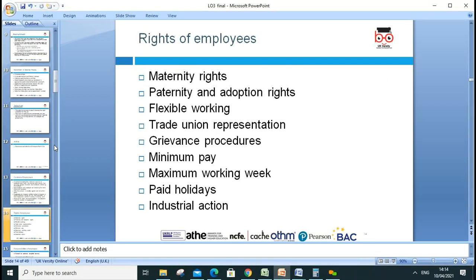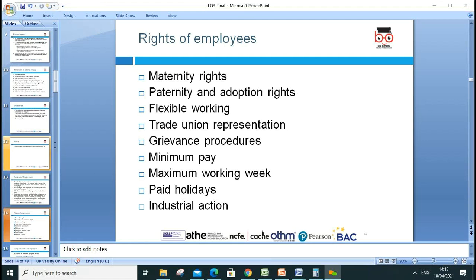So the contract always states the rights of employees, like maternity leave, paternity leave, pay, and flexible working. We can't discriminate based on any of these, or on trade union representation. If somebody is a member of a trade union, we can't discriminate. Then there is the grievance procedure and minimum wage. We have a national minimum wage.